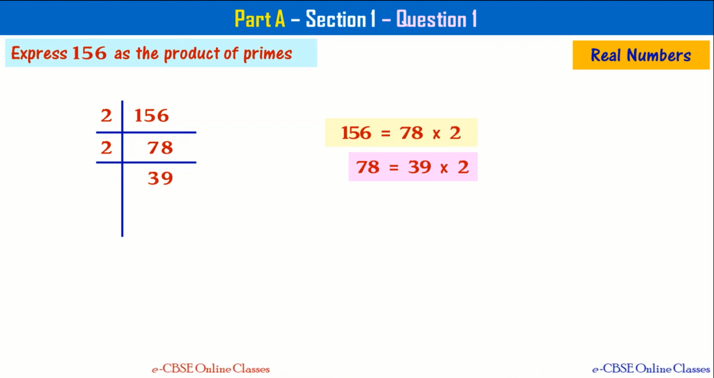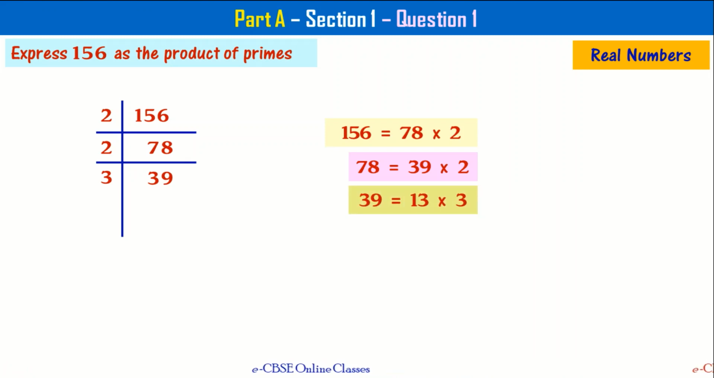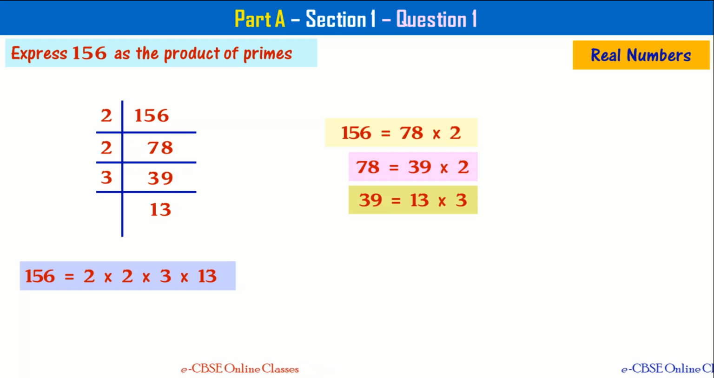39 is an odd number and 2 cannot divide it. So the prime number you can think of is number 3. You have to see whether 3 can divide 39 or not. Yes, it can divide 39. So answer you get is 13. 13 itself is a prime number. So we can stop here because you can't find any other number dividing 13 other than 13, right? So 156 can be expressed as product of the primes 2 times 2 times 3 times 13. This is what we are asked to do.